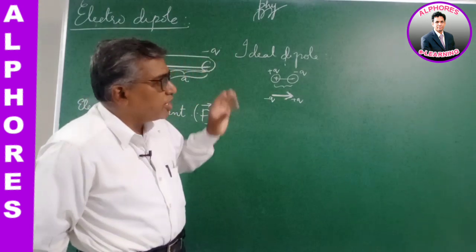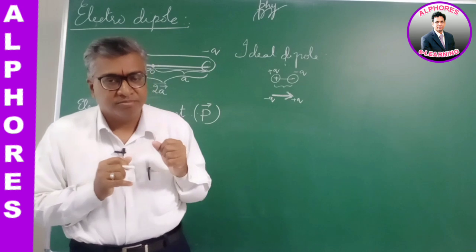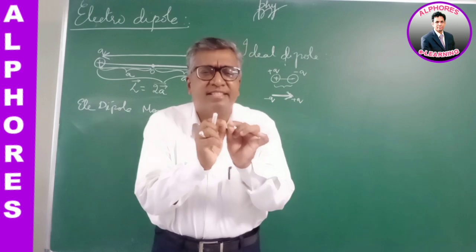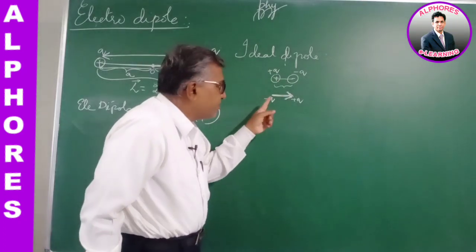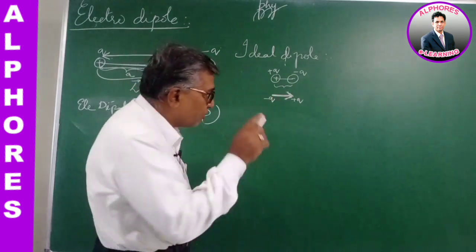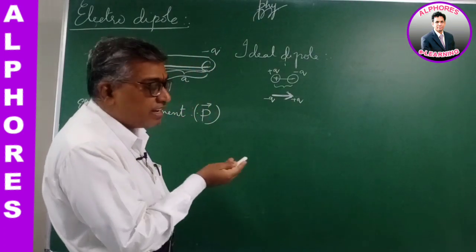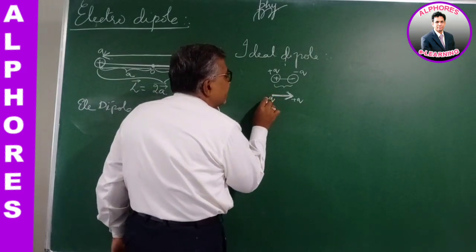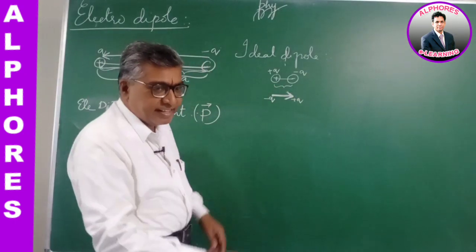So an ideal dipole is a combination of two equal and opposite charges of high magnitude, separated by a very small finite distance between them. That is an ideal dipole, represented like this. You come across it in some books represented like this. In this one, the arrow represents the direction of the dipole moment, or rather the direction of the length of the dipole. It means at this end there is minus q, and at this end there is plus q. This you have to remember, an ideal dipole, right?